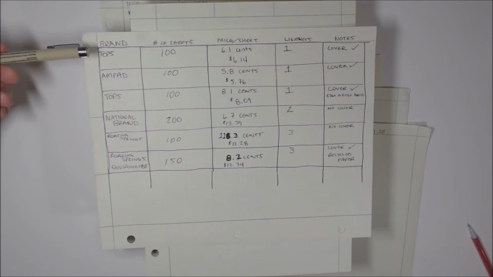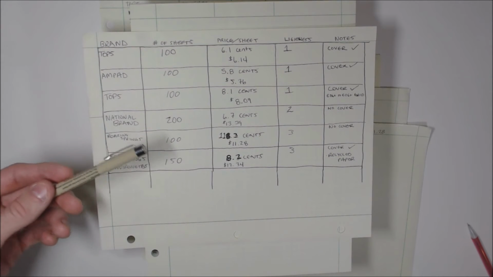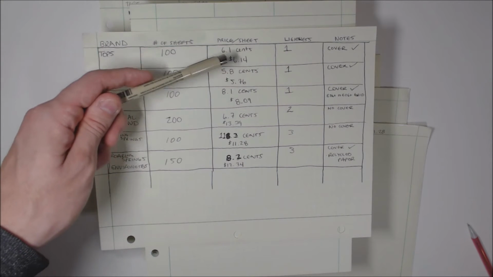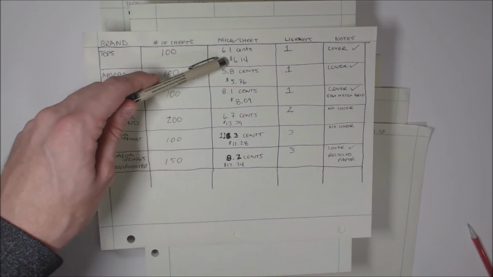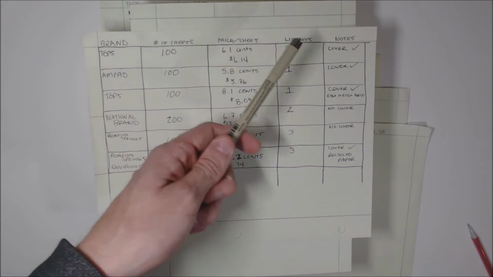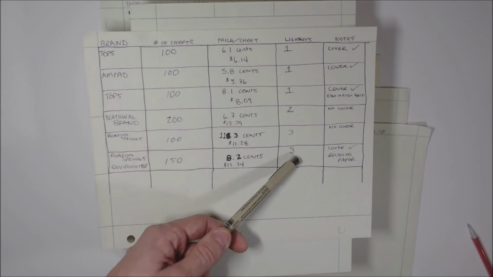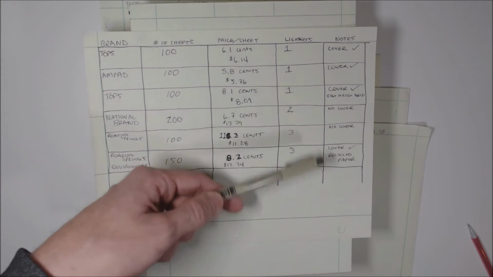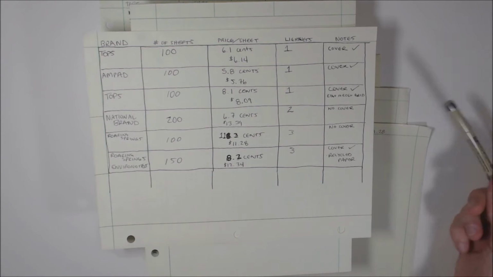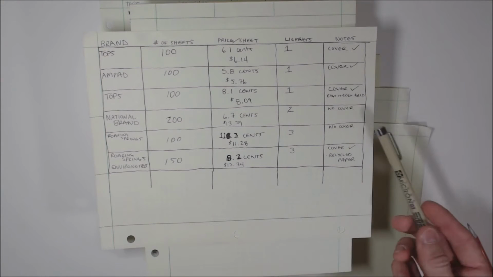And I have it ranked by the brand, the number of sheets in the notebook. I tried to find the smallest one possible. And then I have the price per sheet broken down. This number down here is the total cost with Amazon Prime shipping. And then the lightness: the lowest number is the lightest, the highest number is the darkest. I'll talk about that later. And then if it has a cover or no cover, and a few notes about it.